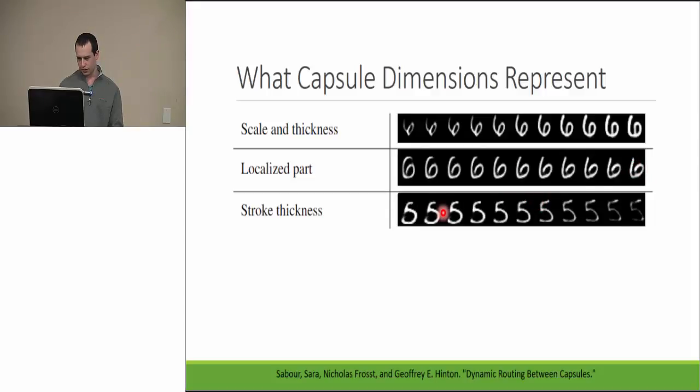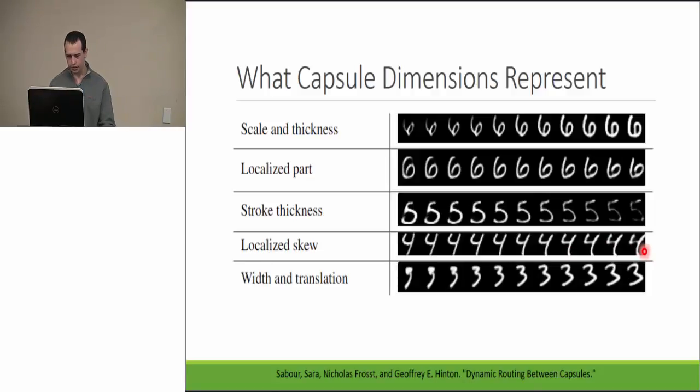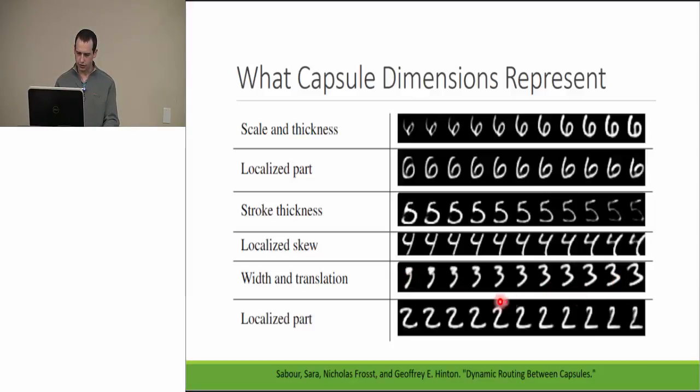In another one, it's the stroke thickness of the number. This one changes basically the skew of the four. Another one is basically the width and the translation, it changes. And then this last one is the curve on top of the two that changes.